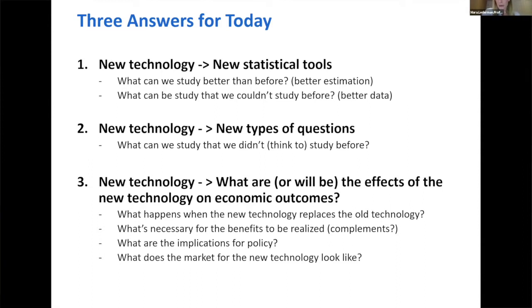And then third is sort of the substantive part. We have a new technology. We need to think about what will be, or what are so far, the effects of the new technology on economic outcomes. So what happens when the new technology is adopted? In addition to measuring what happens, there's a set of related questions which we're good at studying. What's necessary for the benefits to be realized, most notably in terms of complements? Given what the technology will or is doing, what are the implications for policy?